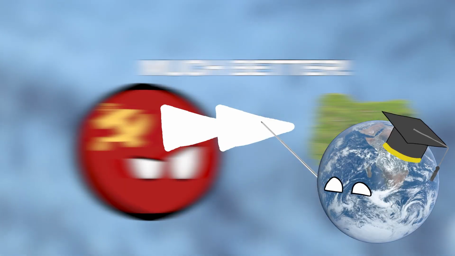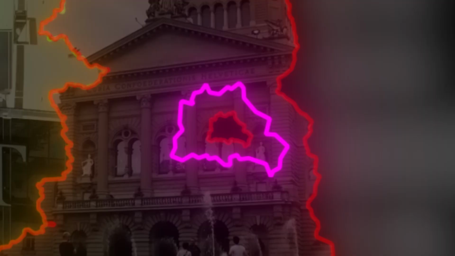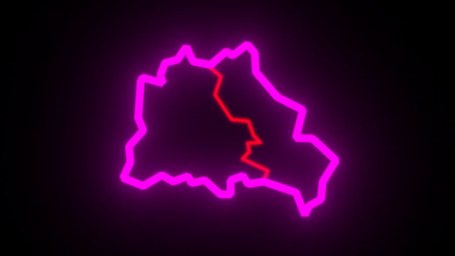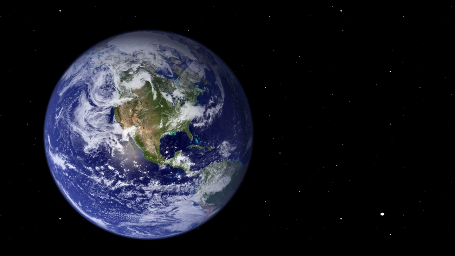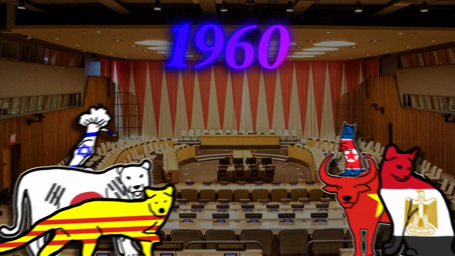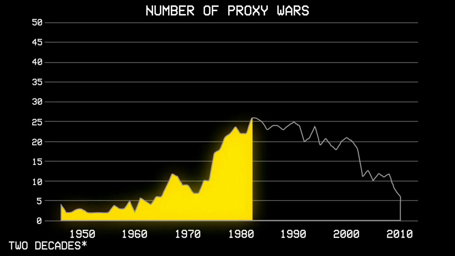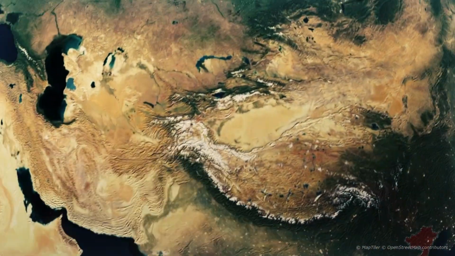But back to geopolitics. The capitalist West was doing way better than the communist East, with Berlin still being open and people deciding to stay there instead of coming back to the East. And at this time, the space race began with the Soviets sending their first satellites to space. And at this time, the number of proxy wars shot up through the roof, from 3 to about 25 in 3 decades, with them happening all around the world.